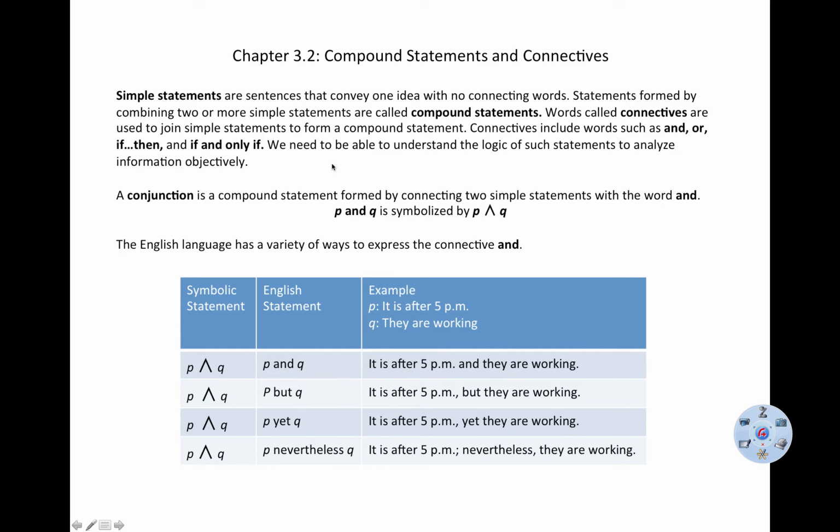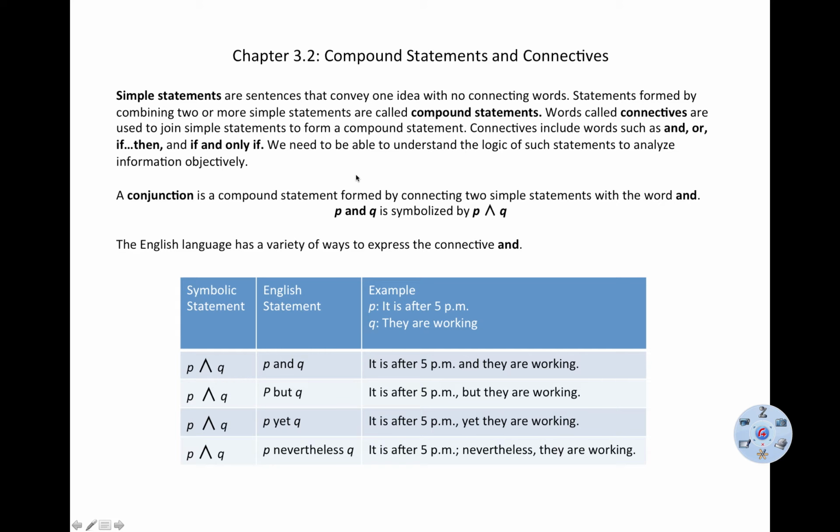Okay, 3.2, compound statements and connectives. Simple statements are sentences that convey one idea with no connecting words. Remember that from the last section. Statements formed by combining two or more simple statements are called compound statements. Words called connectives are used to join simple statements to form a compound statement.